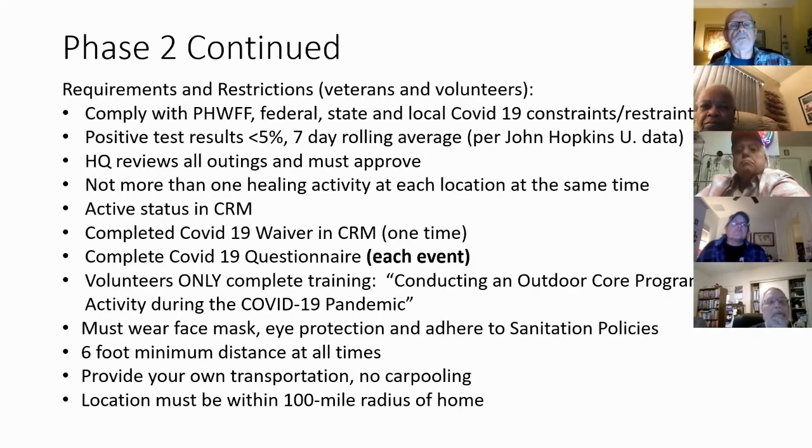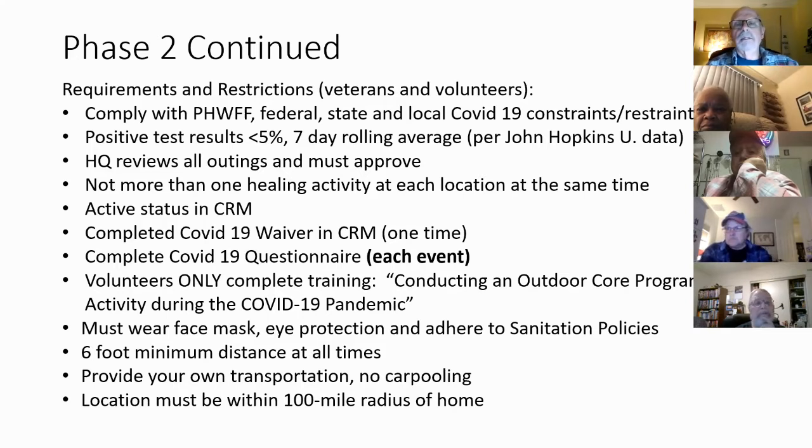So this is the beginning of a couple of pages of the requirements and the restrictions. Number one, of course, is we have to comply with all of Healing Waters' constraints and restraints and the 17-page document. And of course, all federal, state, and local COVID-19 instructions and local law, obviously. The positive test results must be less than 5% on a 7-day rolling average. And this is per the data that's produced by Johns Hopkins University. We actually have to review the data when we submit the application for a program or an outing, and then we have to check it again 2 days before.